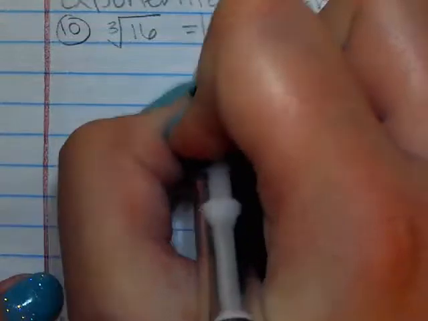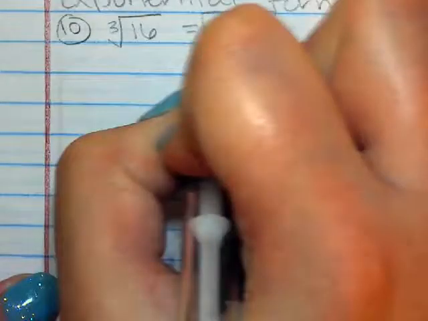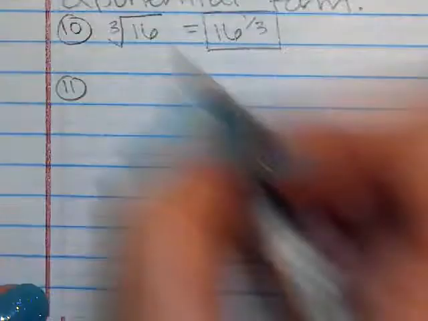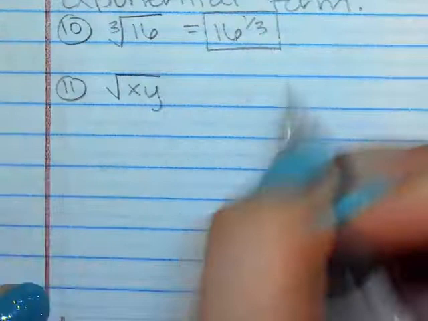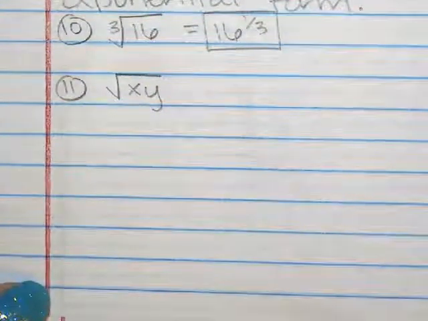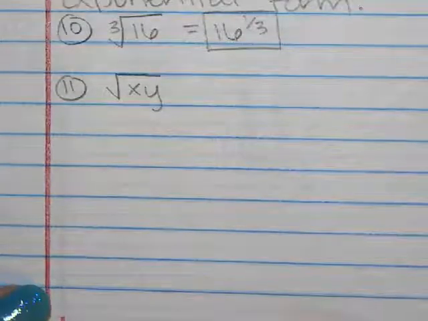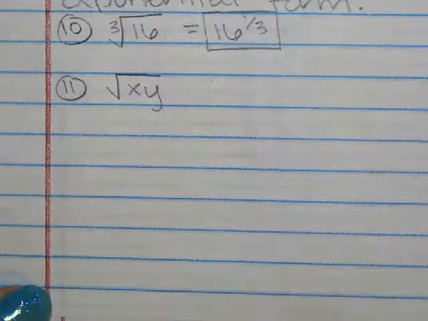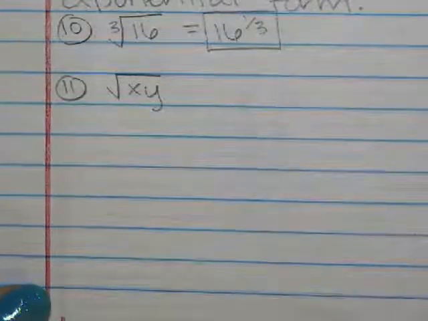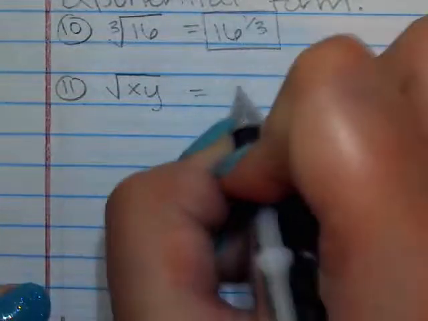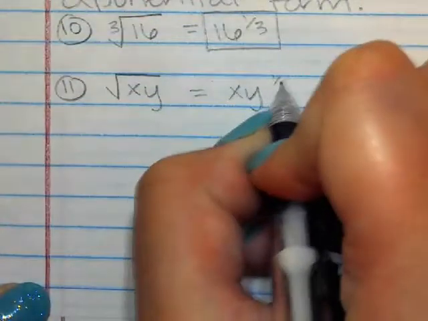All right, next one. Square root of xy. Square root of xy. xy to the 1/2. Now, do I just write it like this, x y 1/2? Parentheses to show that both of them get the exponent. xy to the 1/2.